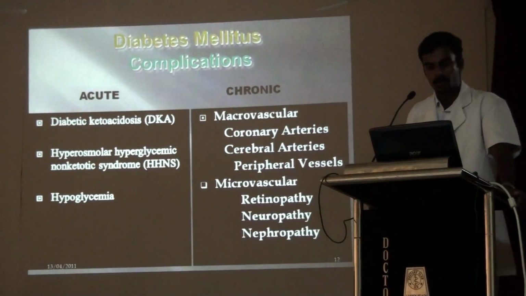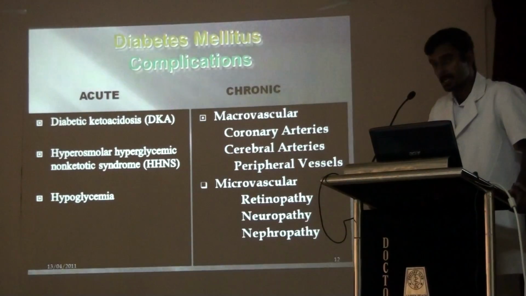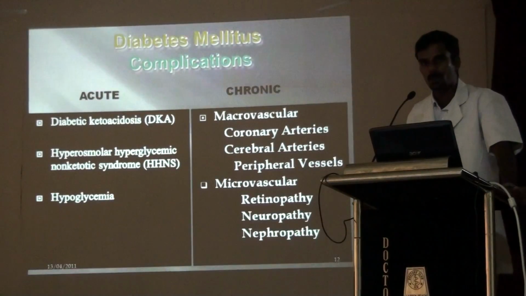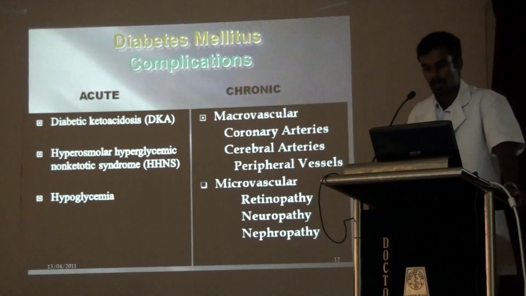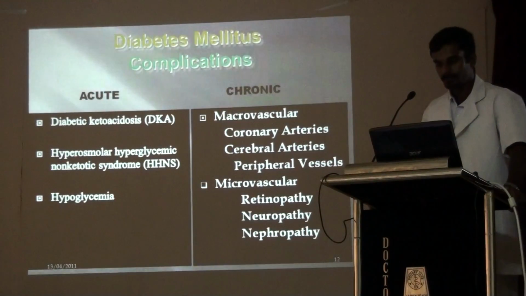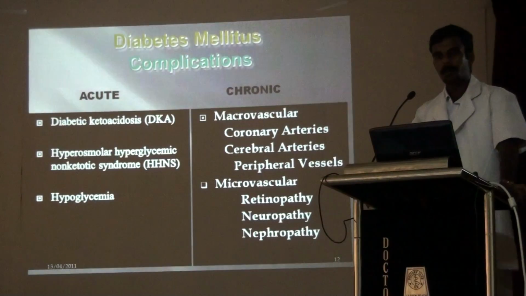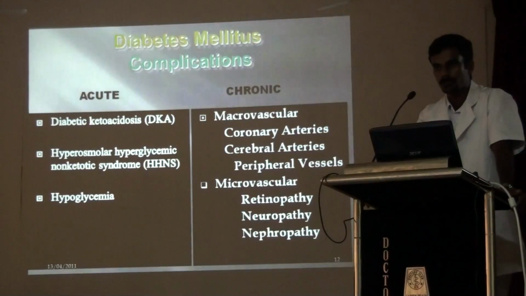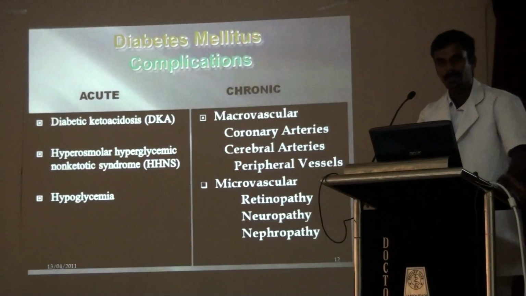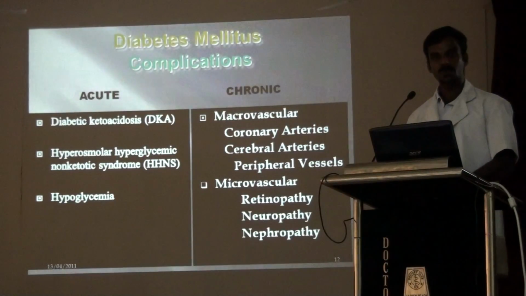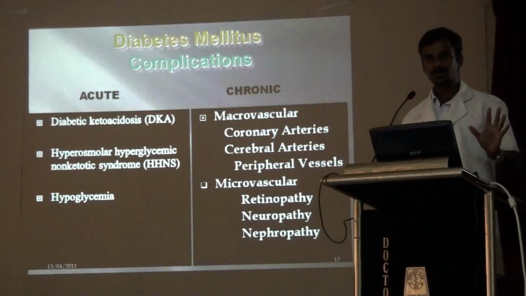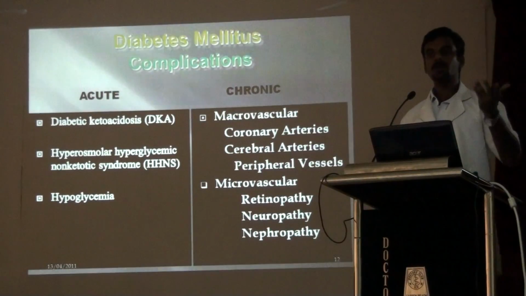The other one is hyperosmolar hyperglycemic non-ketotic syndrome, or HHNS. And the next one is hypoglycemia. These are the acute, meaning immediate, complications. Then chronic ones are macrovascular and microvascular. So what is diabetic ketoacidosis? Diabetic ketoacidosis means there should be diabetes, there will be ketone bodies, there will be acidosis.